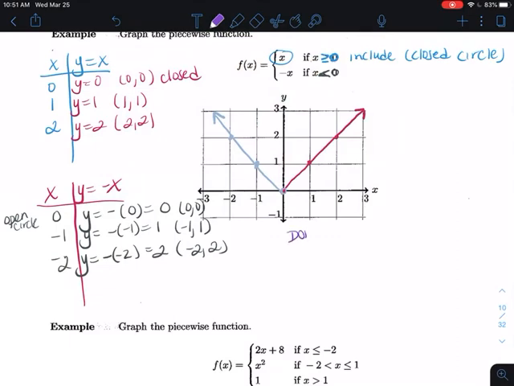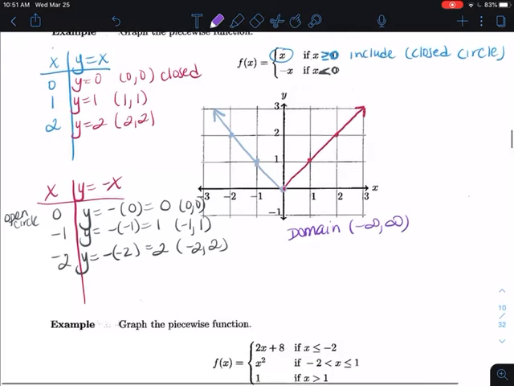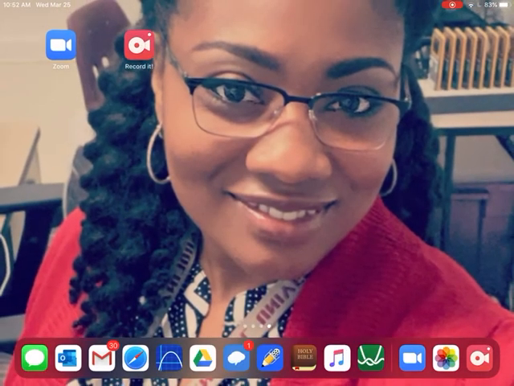Looking at this graph, your domain is from negative infinity to infinity. Your range is from 0, 0 is included, to infinity. So if it was just an open circle and that circle wasn't filled in, I would put a parentheses around 0. But since it's included, you put a bracket. That's your range. And I'm going to show you how this looks in a graph in Desmos.